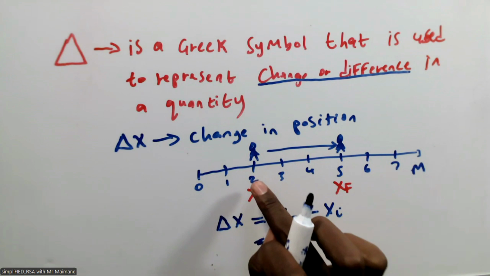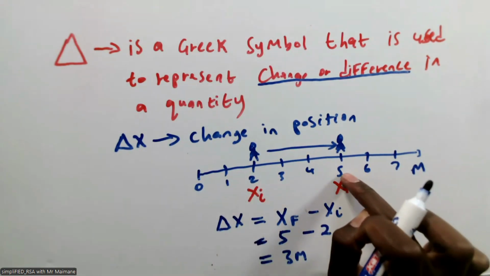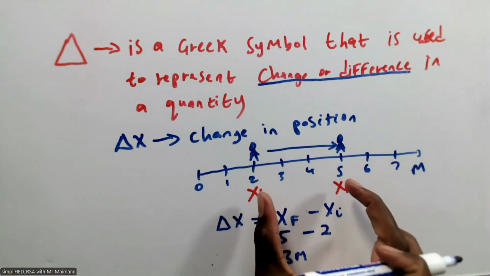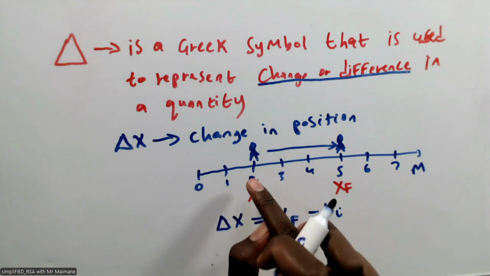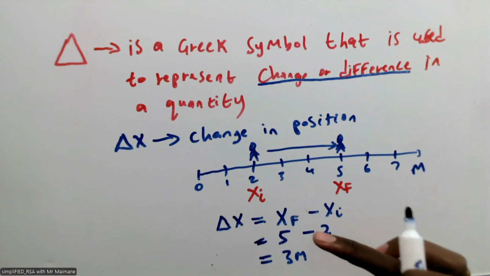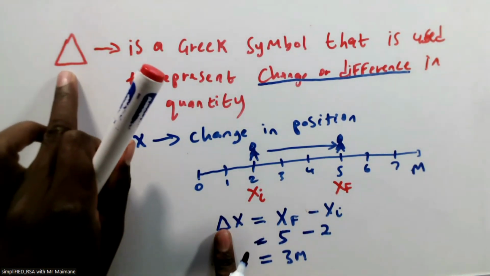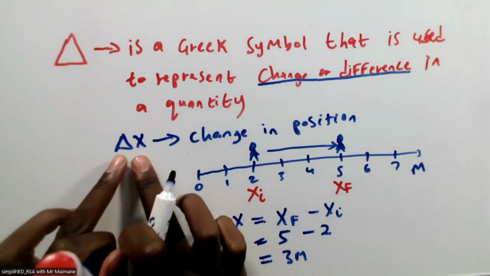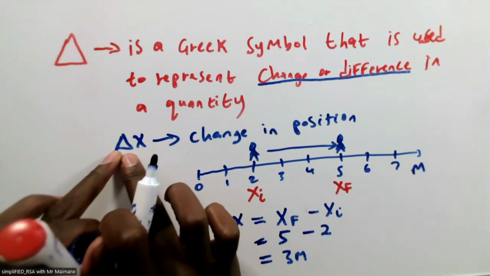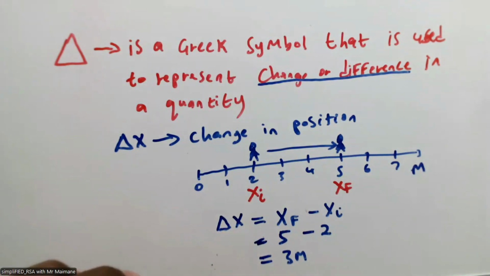Hence, the person that traveled from 2 meters to 5 meters traveled a distance of 3 meters. That's how we represent the change in distance from the first position to the next position. So the delta, which represents change, is just a Greek symbol, it doesn't play a role. It's not triangle multiplied by x. No, it's just change in position. So the triangle represents change.